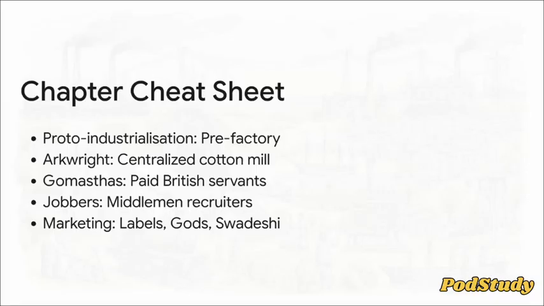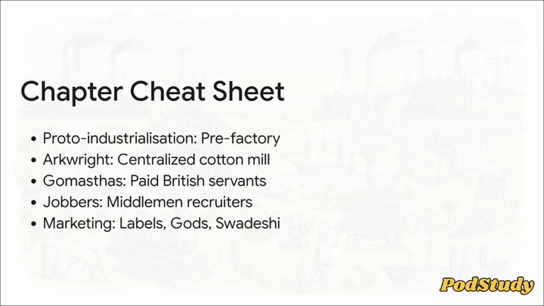All right, students, we have covered a whole lot of ground today. Let's lock this in for your exams with the ultimate Class 10 cheat sheet. Quick recap. Remember, Proto-Industrialisation means pre-factory, rural, home-based production. Arkwright is your guy for centralized machines and workers in the cotton mill.